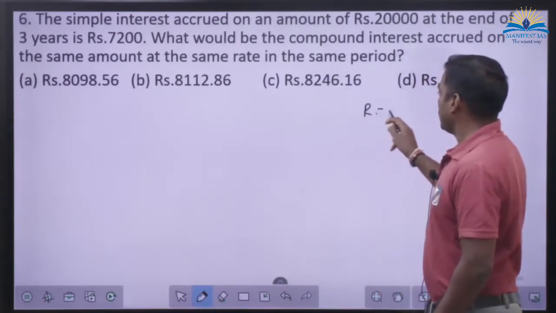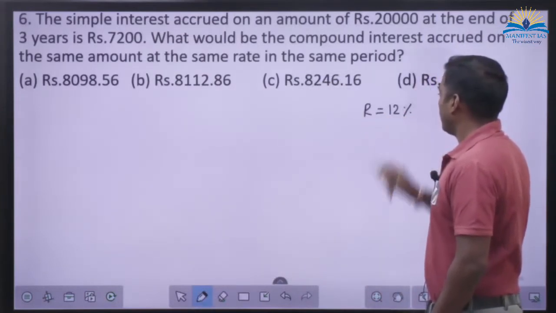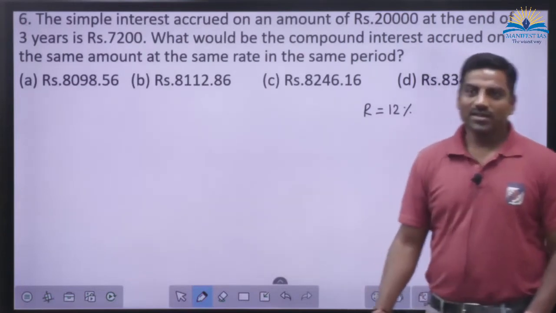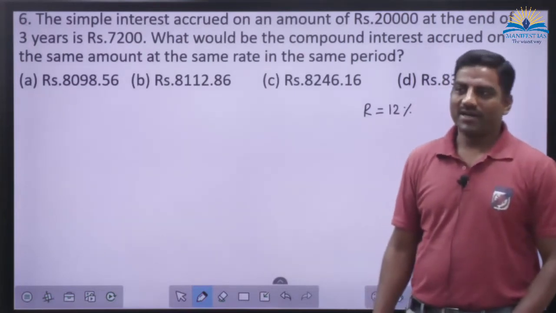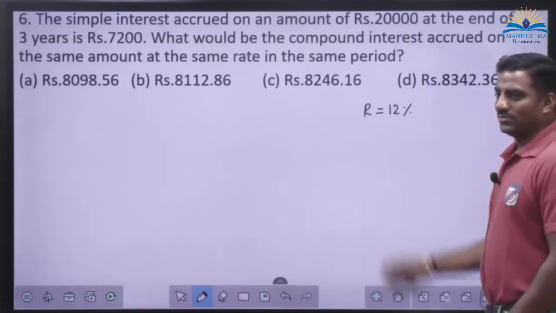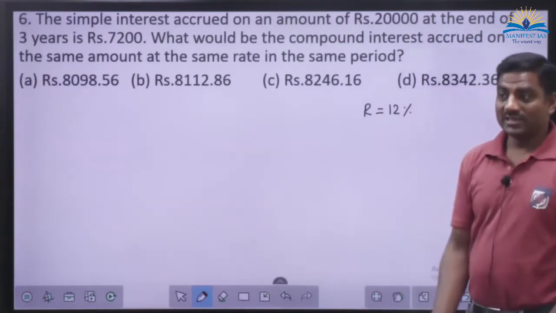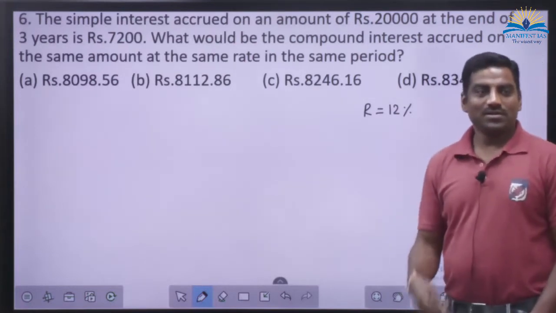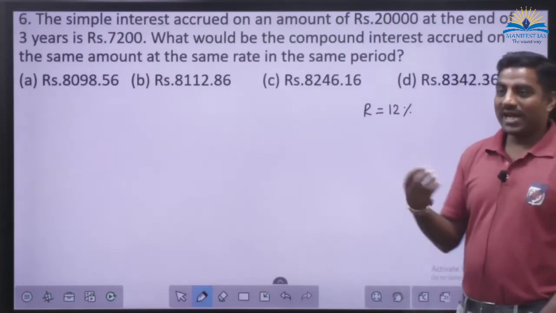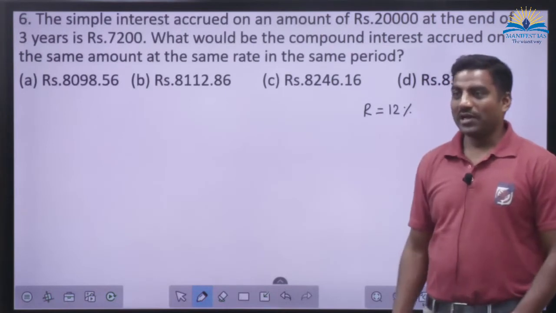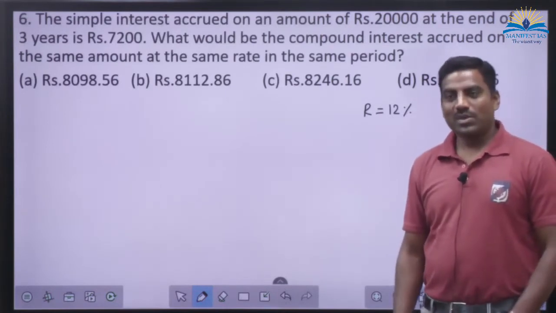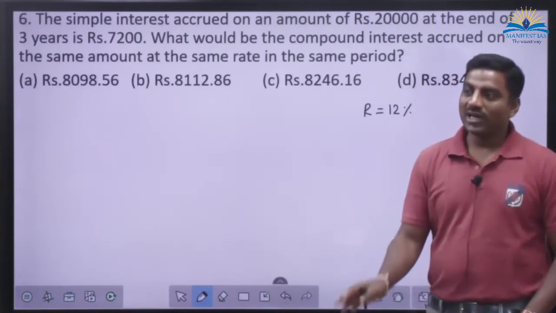If you want to calculate, you are free, you are independent, go ahead with PTR by 100. I don't have a problem. Maybe you will take more time, but at least you will get the answer. Don't get trapped in my way of solving. But my way of solving will save a lot of time.